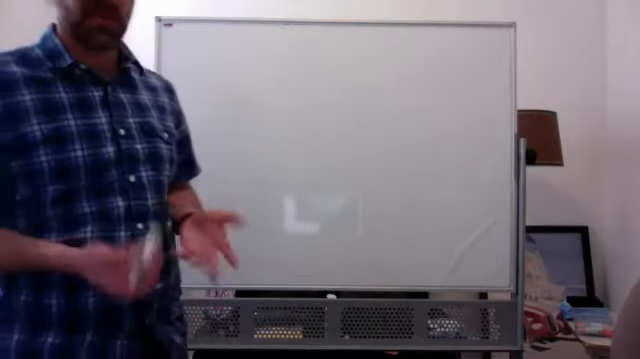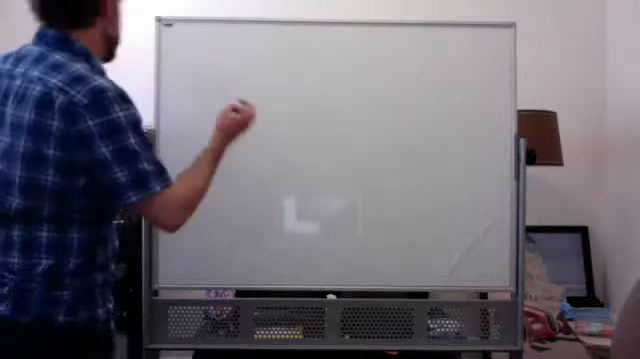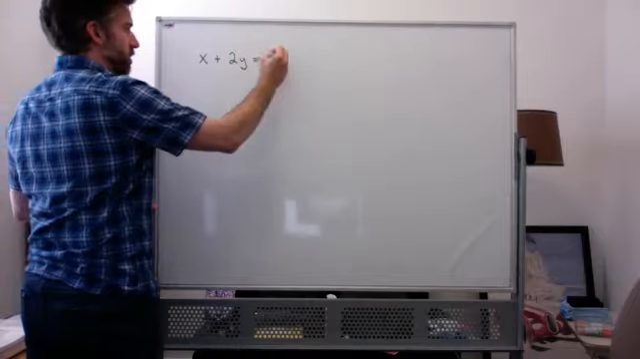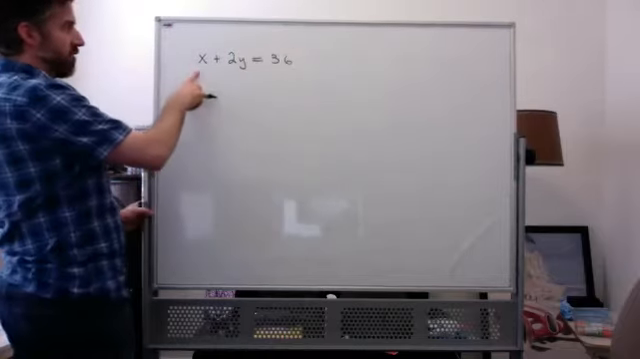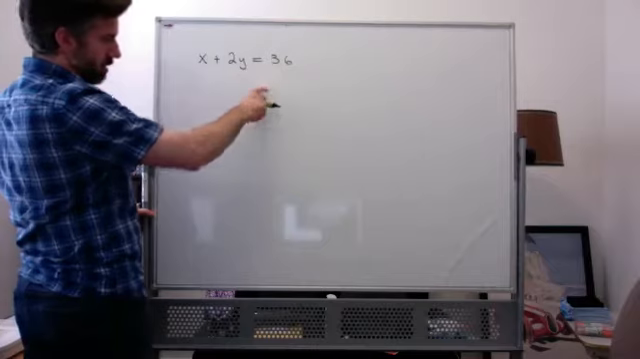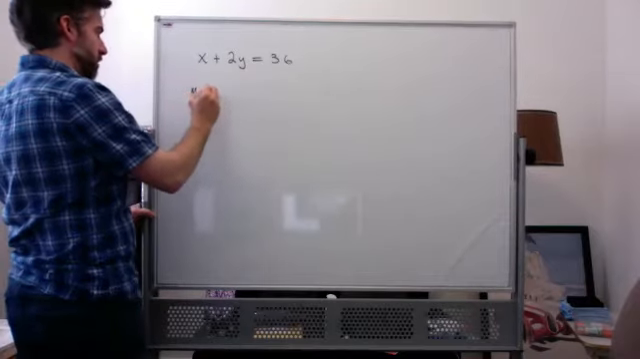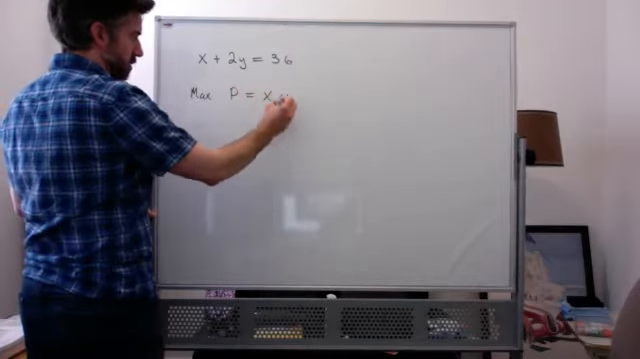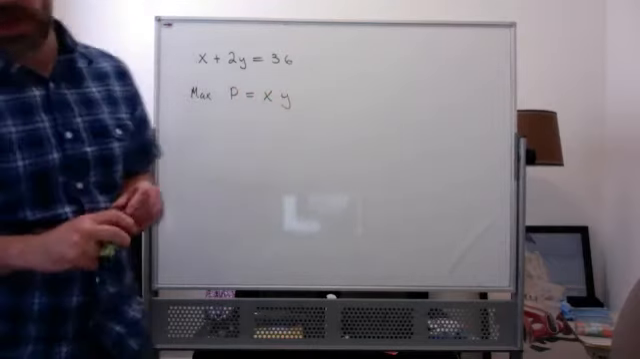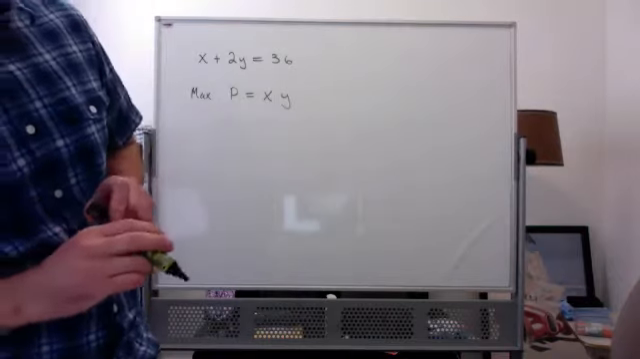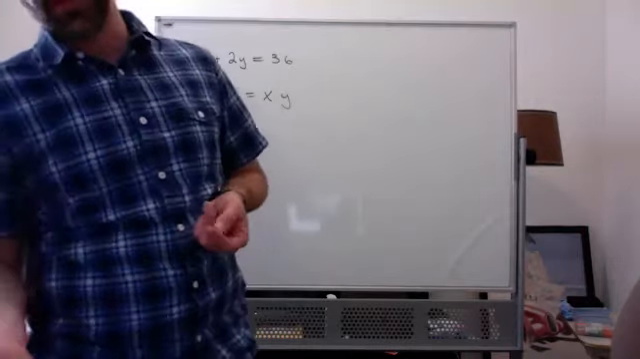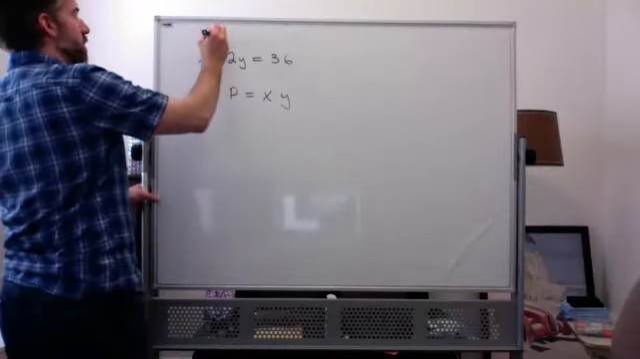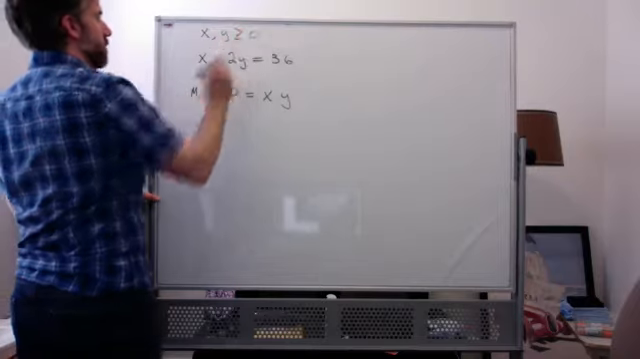When they say the sum of the first and twice the second is 36, what they're saying is x plus 2y equals 36. And then we want to maximize the product, which is x times y. This has the same conditions that x and y are positive in this book, and over in your homework they're non-negative, greater than or equal to 0. Let's write that down. x and y are both greater than or equal to 0.